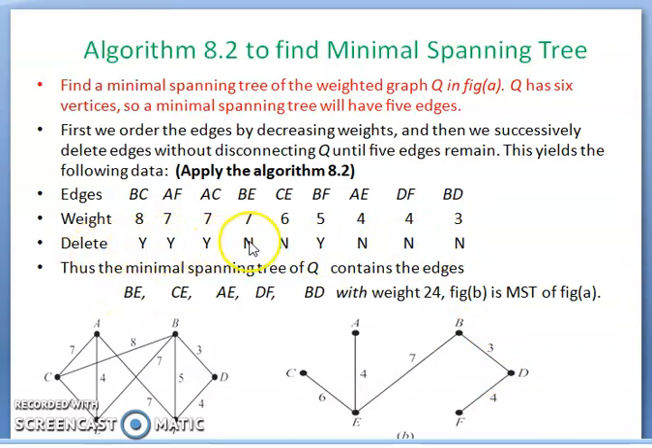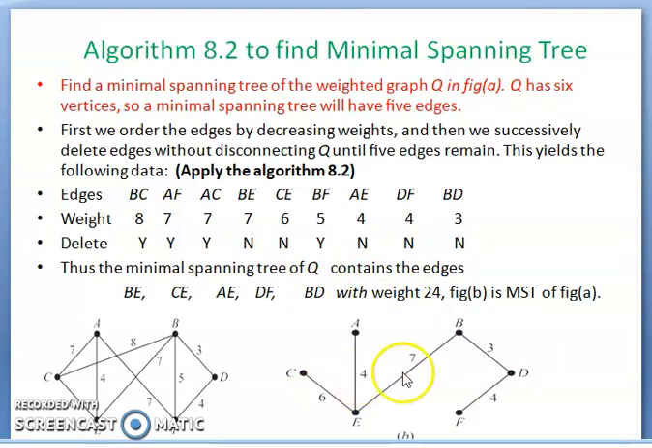So finally, how many yes? No, 1, 2, 3, 4, 5. Total 6 vertices, 5 edges you consider. From these 5 edges, these are the 5 edges. So the minimal spanning tree of Q contains the edges BE, CE, AE, DF and BD, with weight 24.